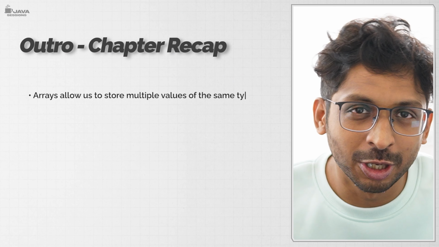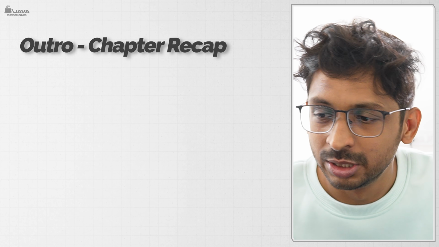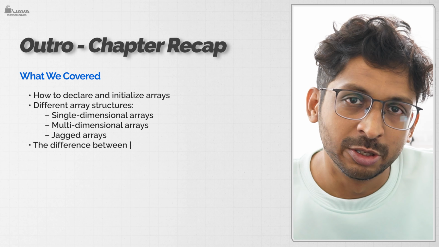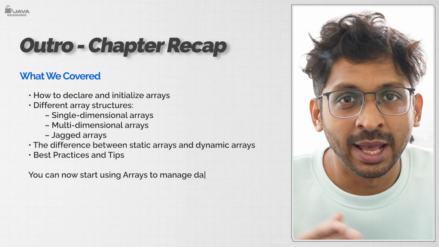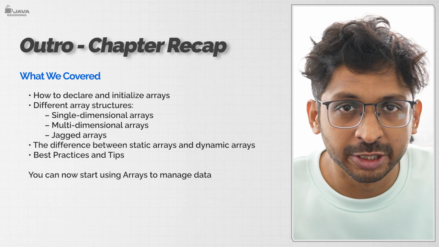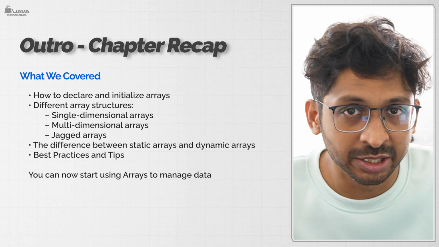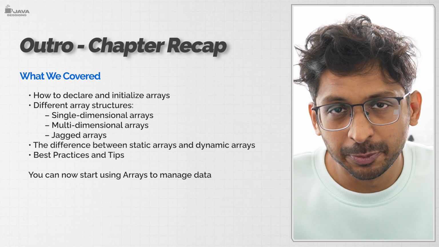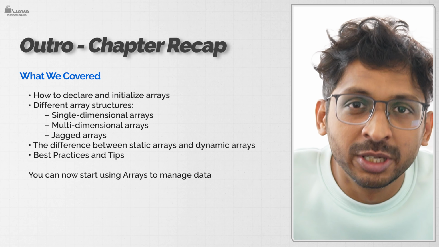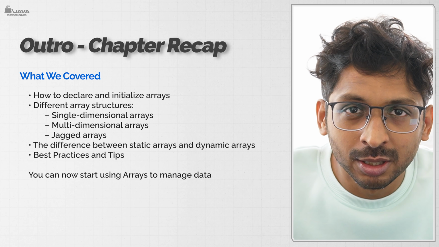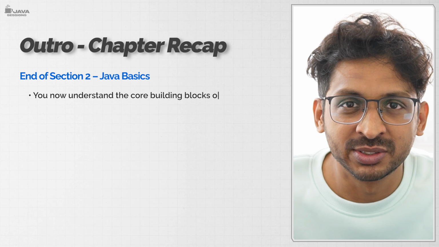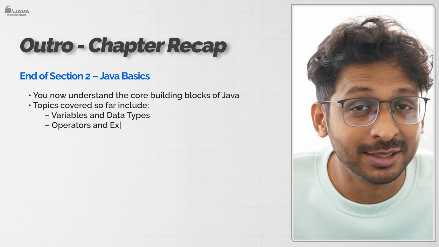And that wraps up this chapter about the arrays in Java. In this chapter, we learned how to declare and initialize arrays in different ways, the difference between a static array and a dynamic array, and when to use each, the concept of single dimensional array, multi-dimensional array, 3D array, and jagged array, some of the best practices and tips while working with them. With this knowledge about arrays, you are now better equipped to structure and manipulate data in Java programs with confidence and clarity. This chapter also marks the ending of the second section, that is Java Basics.